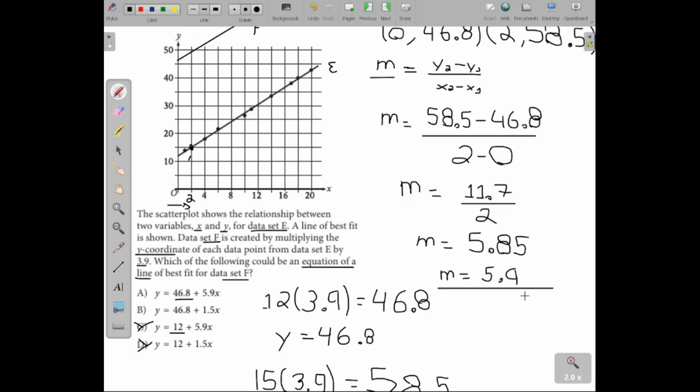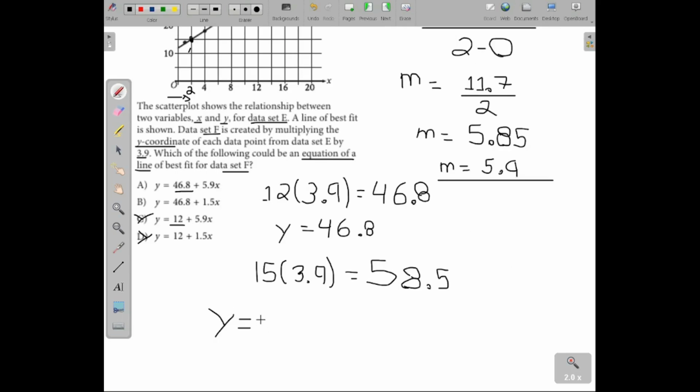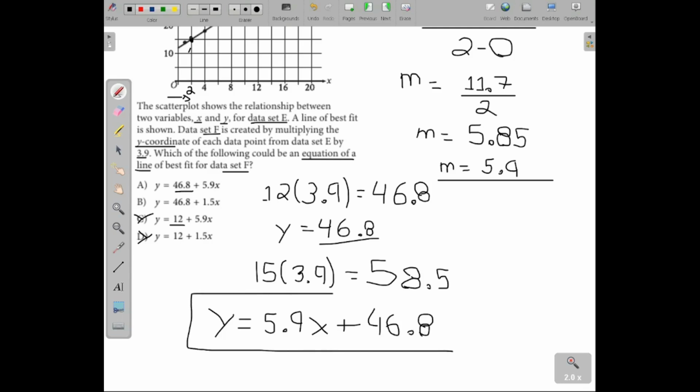Therefore, if this is the slope, the equation of the line F is equal to the slope 5.9 times x plus the y-intercept, which is 46.8. This is the right answer, which is A.